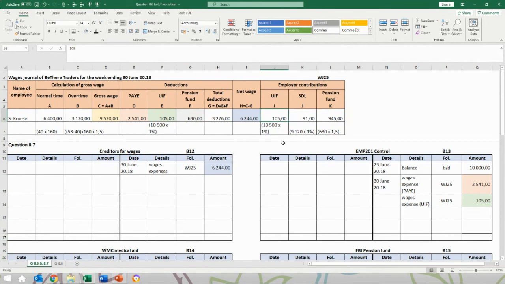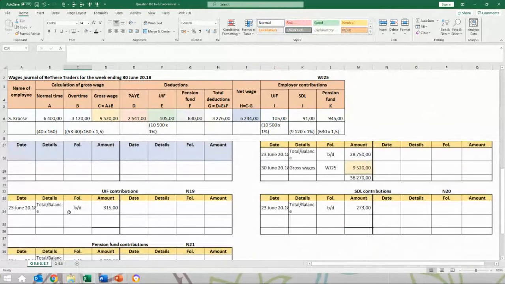So the UIF, what account will you debit? What account will you credit? Okay, so Refillway says for UIF, we will debit UIF contributions. That is correct. So if we go to the UIF contributions, we would debit it with 105 Rand to increase our contributions. Now, Refillway, what will we credit, or anyone else?